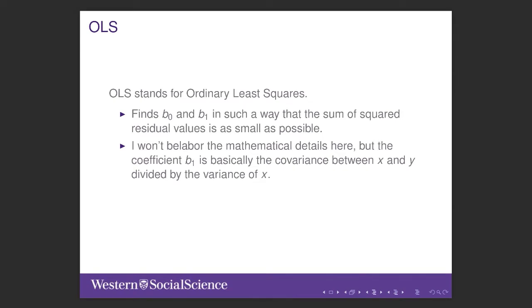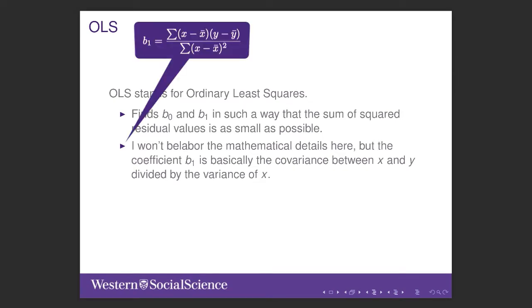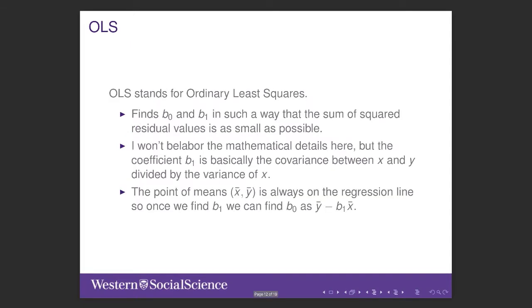The solution is not that complicated, but the coefficient B1 is basically the covariance between x and y divided by the variance in x. In fact, it looks a lot like the correlation coefficient, but with a different denominator that is just the sum of squared differences between x and its mean. The point of means, which is the mean of x and the mean of y, is always on the OLS regression line. So once we know B1, we can figure out B0 by plugging in the means of x and y for the x and y values.